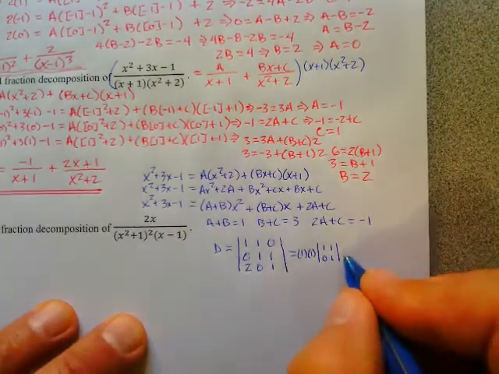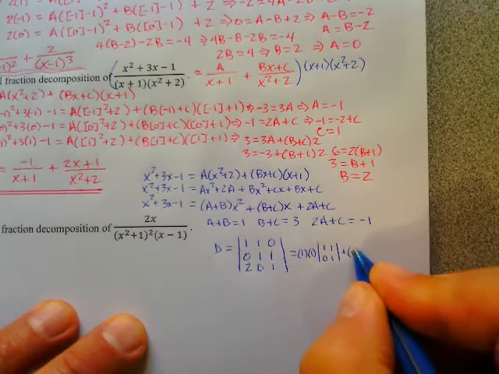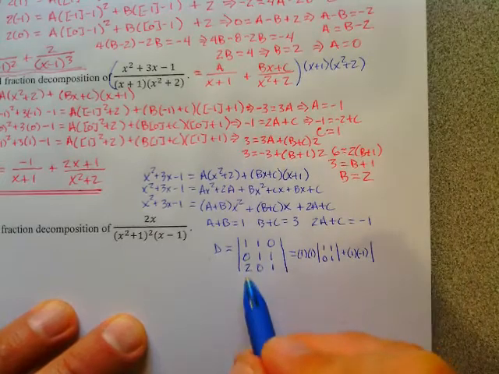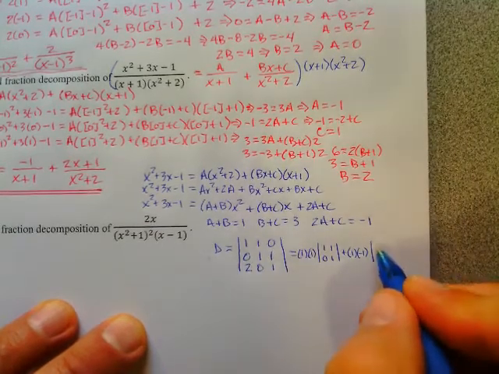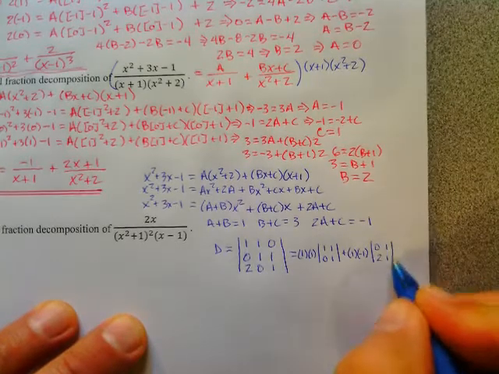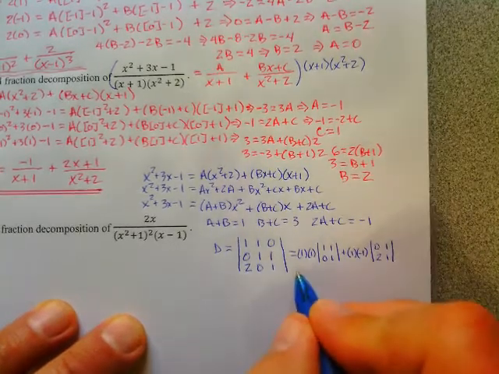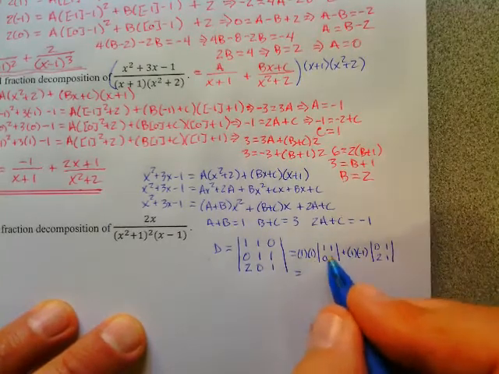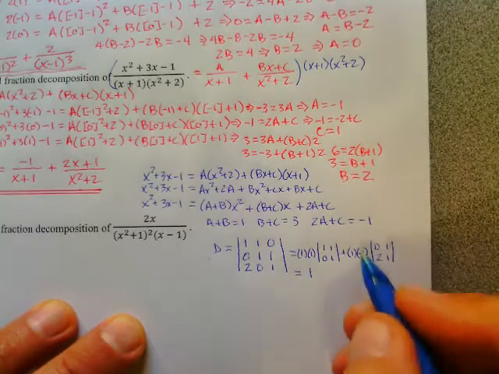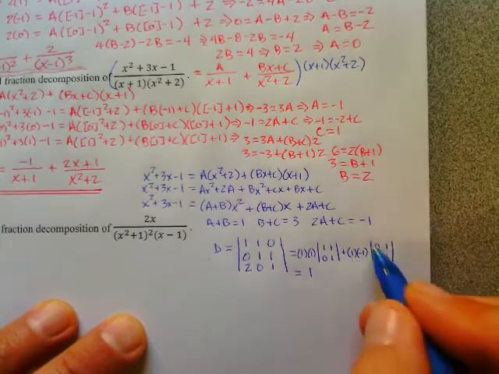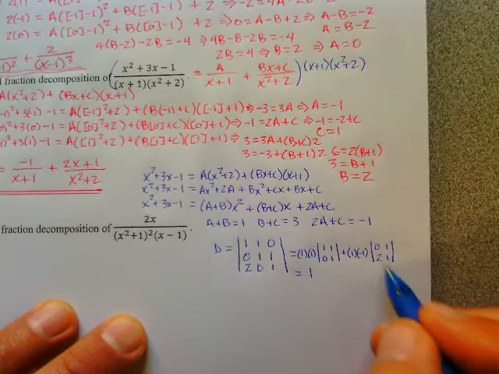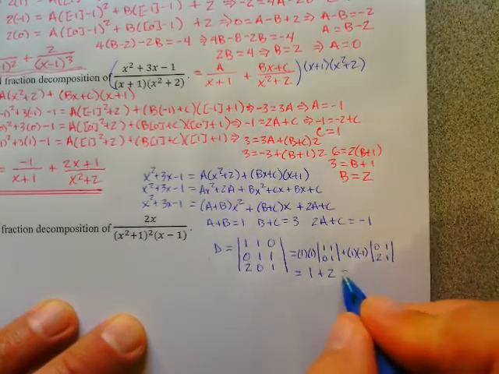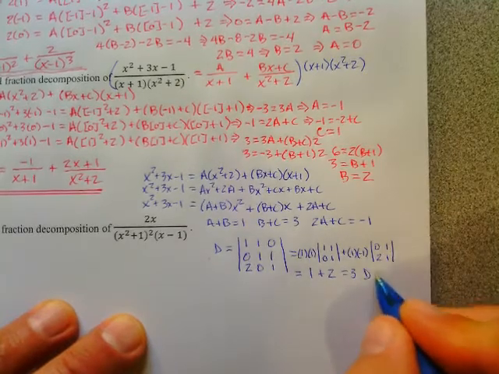And then that'll be plus 1 times minus 1 times, and now we got to do these two, 0, 2, 0, 2, 1, 1. And let's see, this part here, that'll be 1 minus 0, so 1 times 1 times 1 will be 1. And over here, that'll be negative 1, and that'll be 0 minus 2. So negative 1 times the minus 2 would be plus 2. So that's going to be 3. So D will equal 3.